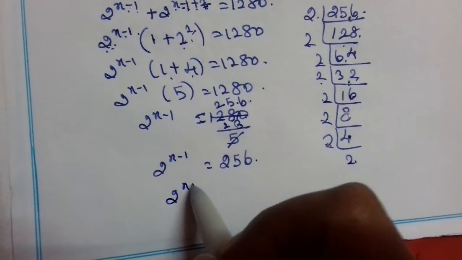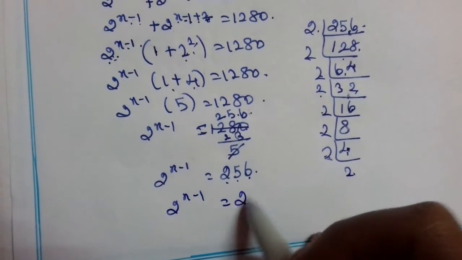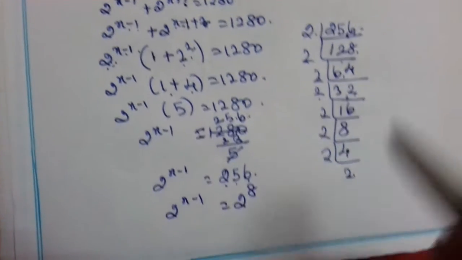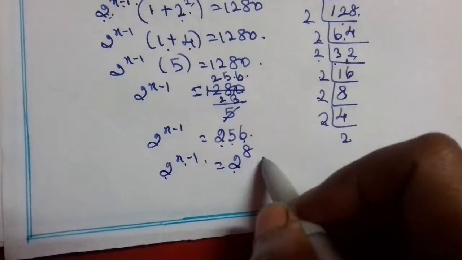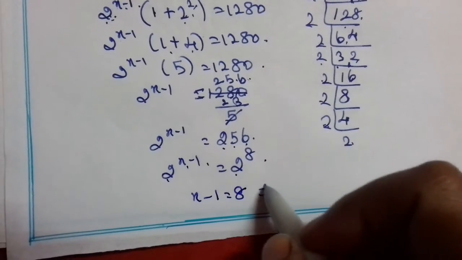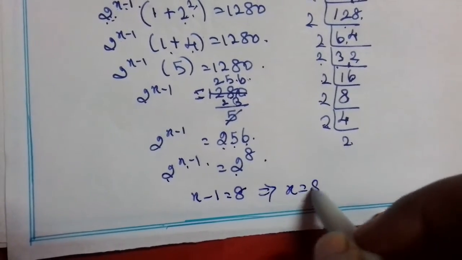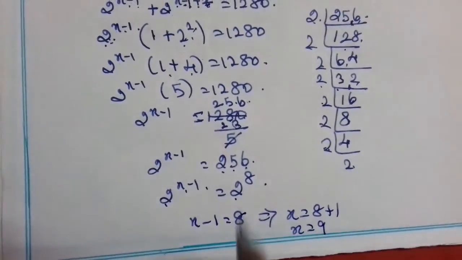So 2 power x minus 1 is equal to 256, which we can write as 2 power 8. Then the bases are equal here, so the powers are also equal. x minus 1 is equal to 8. Simplifying, x is equal to 8 plus 1, so x equal to 9.